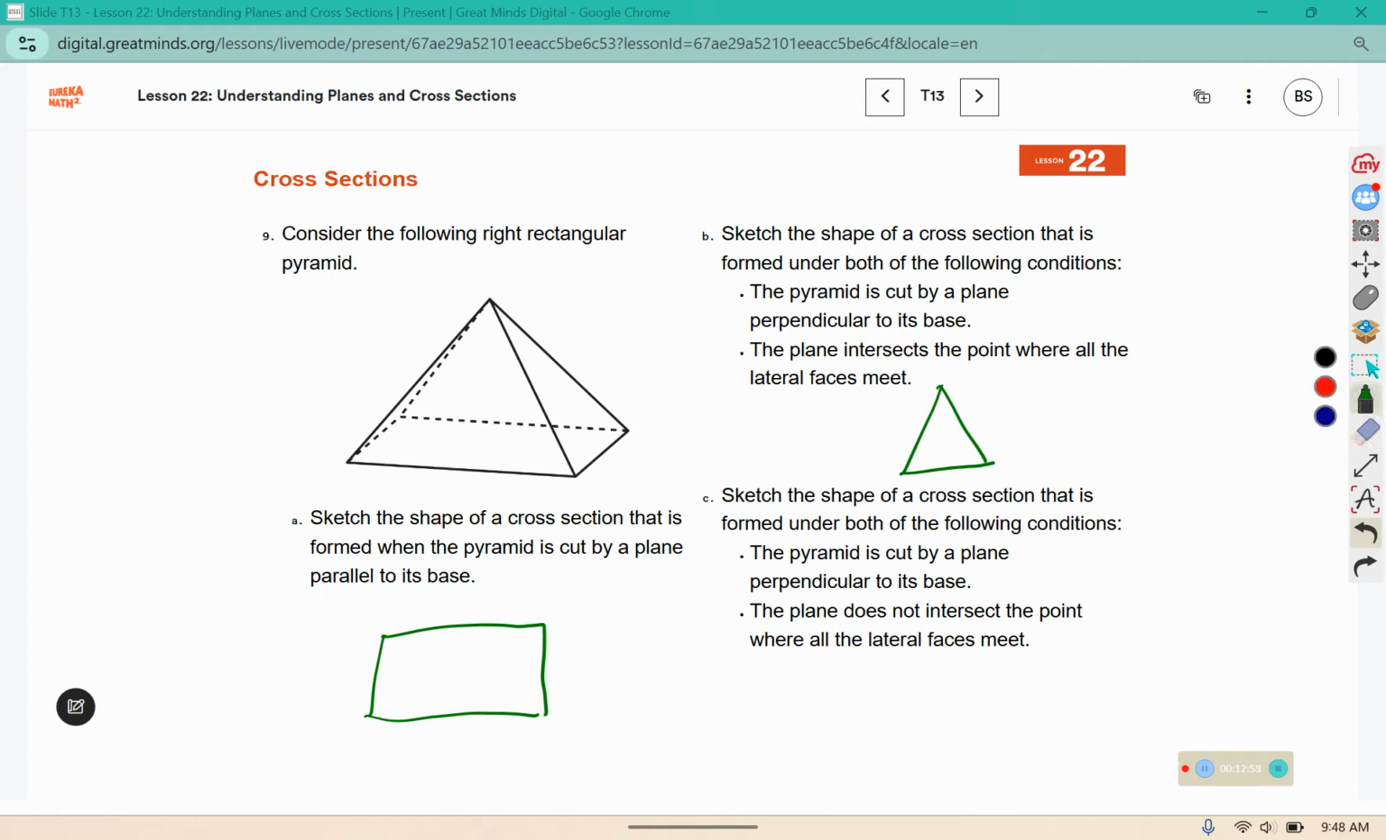Sketch the shape of a cross-section that is formed under both of the following conditions. It's cut perpendicular to the base, but does not intersect the point where all faces meet. So this is going to go through here, and it's going to create another one of those trapezoid shapes.